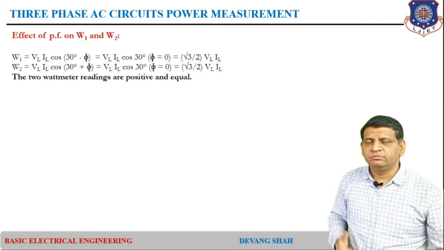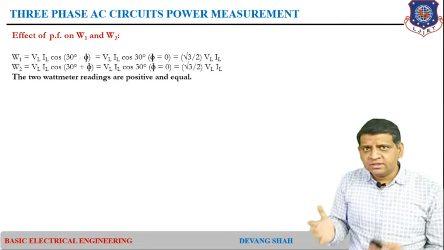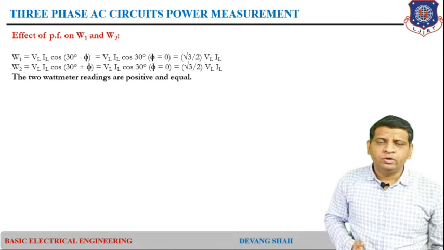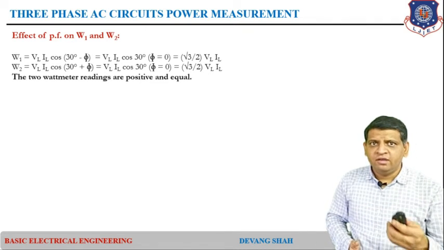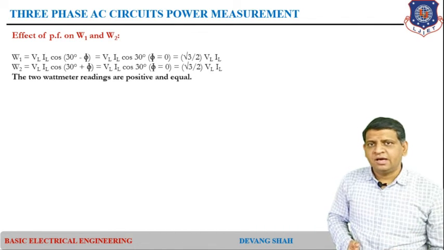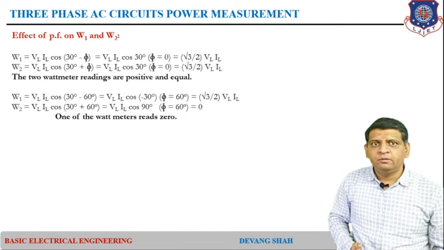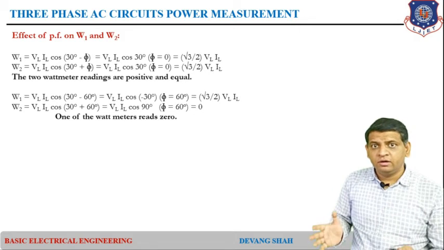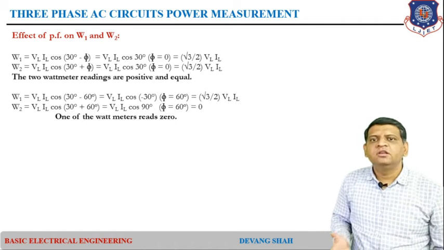Based on this, let us further find the effect of power factor on the wattmeter readings W1 and W2. Let us take W1 equal to VLIL cos(30 minus phi) and W2 equal to VLIL cos(30 plus phi), where we take phi equal to 0. In this case, W1 and W2 are the same and positive. If we take phi equal to 60 degrees, then W1 is equal to root 3 times VLIL and W2 is equal to 0. So, here only one wattmeter reads 0. That means the power factor is equal to 0.5.